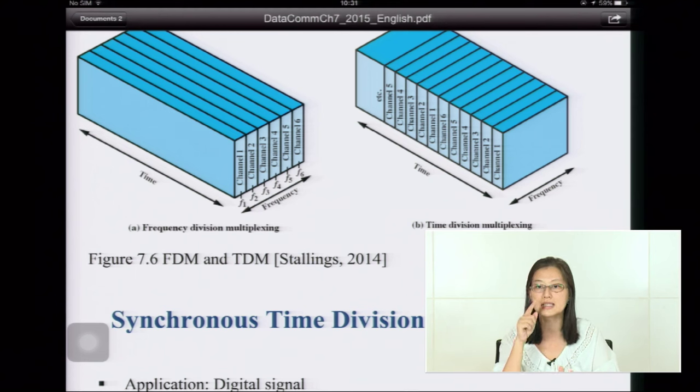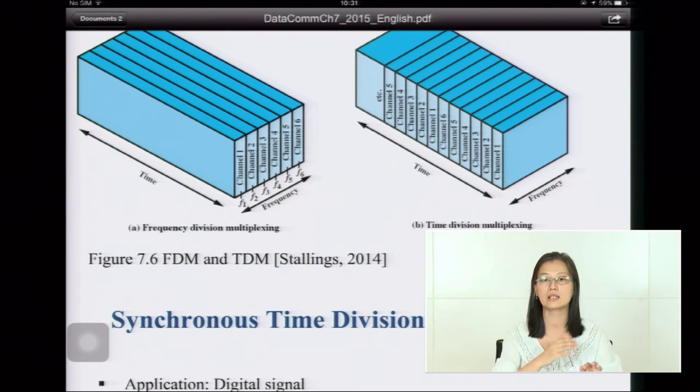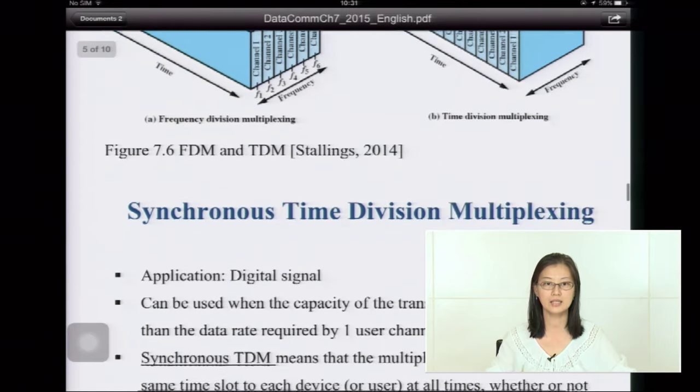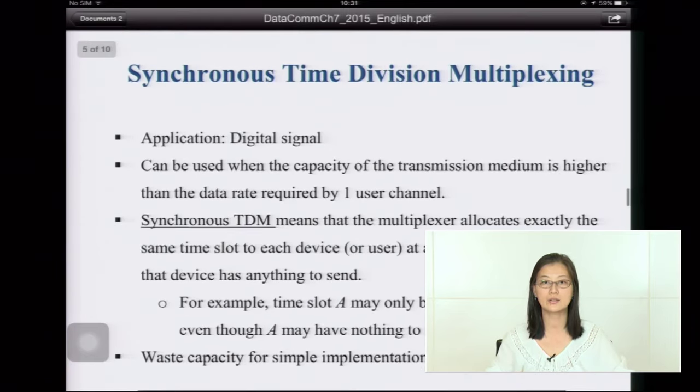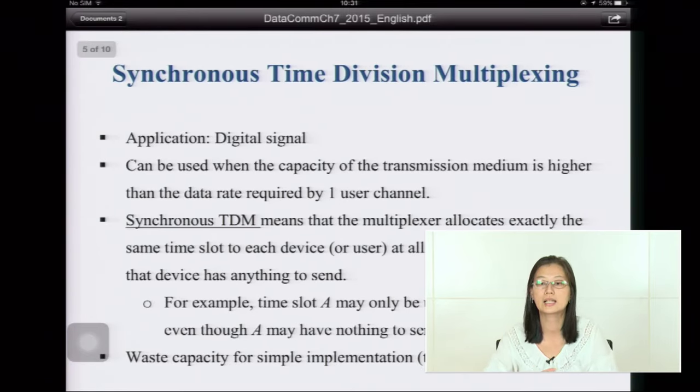But the frequency is the same, which means that at the time of, for example, channel 1, it uses all the frequency band that is allowed. It doesn't have to divide the frequency. So time division multiplexing means that you divide the time and use all frequency. Frequency division multiplexing means you divide the frequency and you send at the same time. Now let's look at synchronous time division multiplexing. This case is used for digital signal.